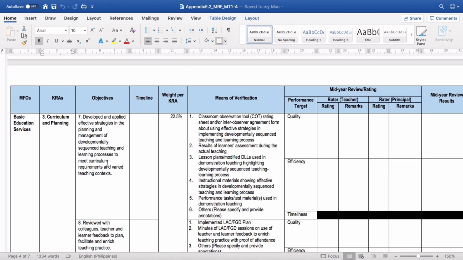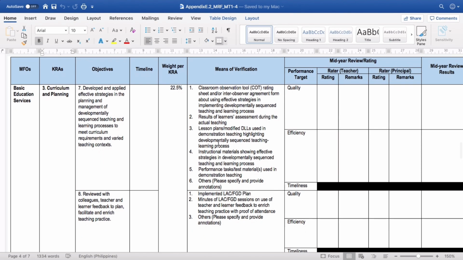What are the MOVs here? COT, the results of learner assessment during the actual teaching, lesson plan, instructional materials, but here you need to highlight the developmentally sequenced teaching and learning process, the performance tasks, and others.